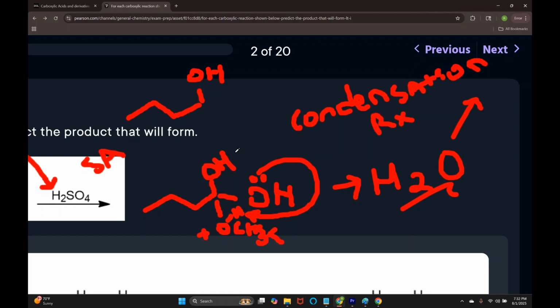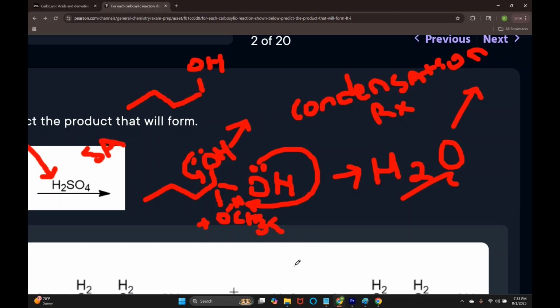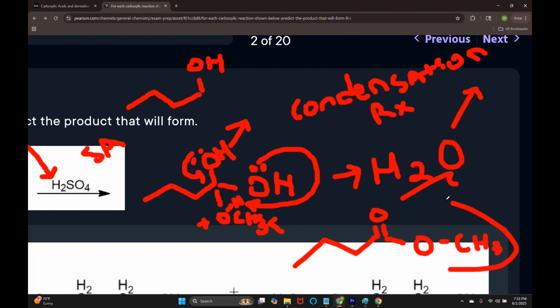All right, I'm running out of time, so we got to hurry up here. One of the electrons from here is going to come down here. It's going to create a double bond. This hydrogen is going to leave via H3O or other means, and we are going to end up with a structure that looks like this. And that is our ester. So this is what we're looking for in our answer. We want something that looks like this.